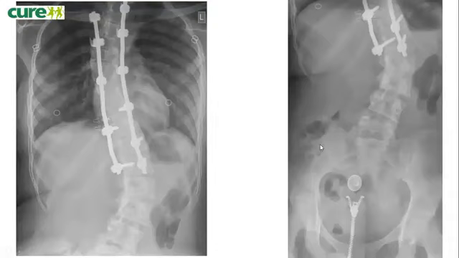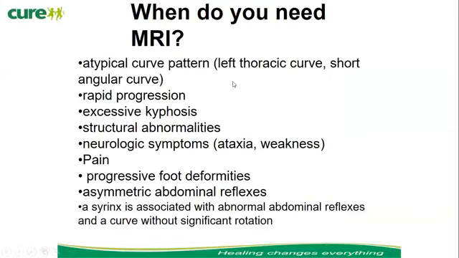Now, when do you need to do MRIs? Of course, there is a long list of things. One of them is a left convex thoracic curve. And of course, if the curve is either short and very severe, or there is a rapid progression of the curve, or excess kyphosis at the thoracic level. If you have any neurologic abnormalities, you also think about that. And of course, pain. If you have significant pain, there might be something happening in the spine that needs to be investigated.